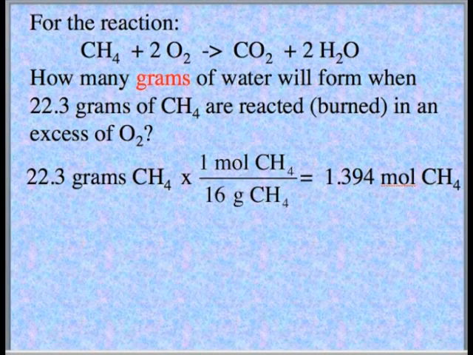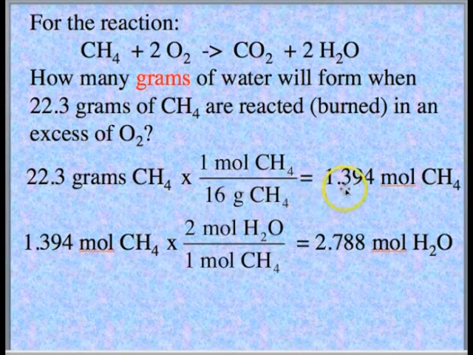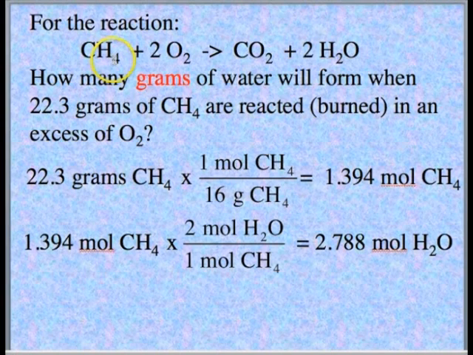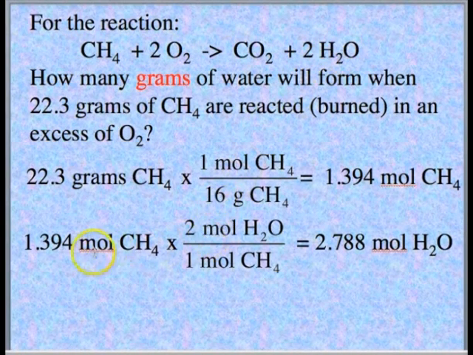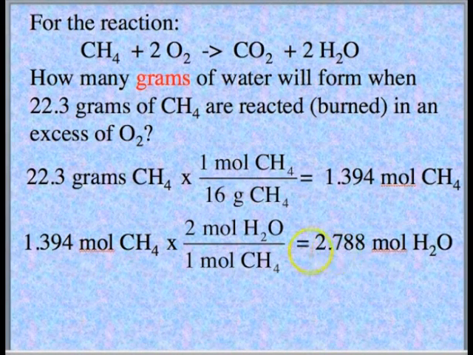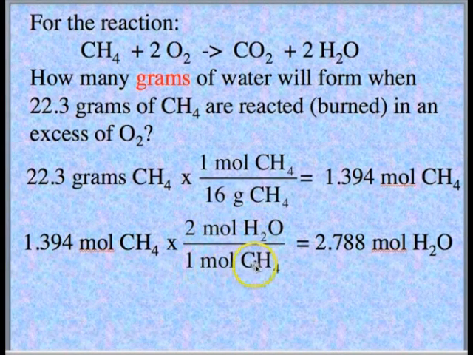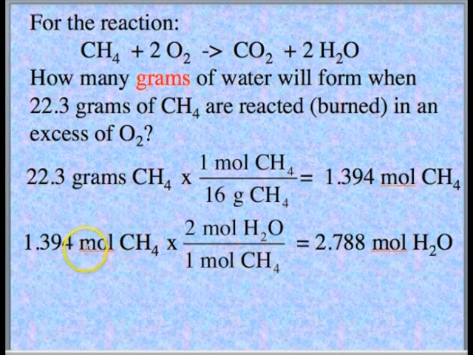Now, what was the next step? I'm going to have to take my moles of methane, and now I can use the relationship in the balanced equation. For every 1 mole of methane, there's 2 moles of water. I can now use that relationship and apply it to the moles of methane to convert that into the moles of water. So 1.394 times 2 moles of water divided by 1 mole of methane. Again, methane on the denominator, so moles of methane cancel out. I'm left with moles of water.